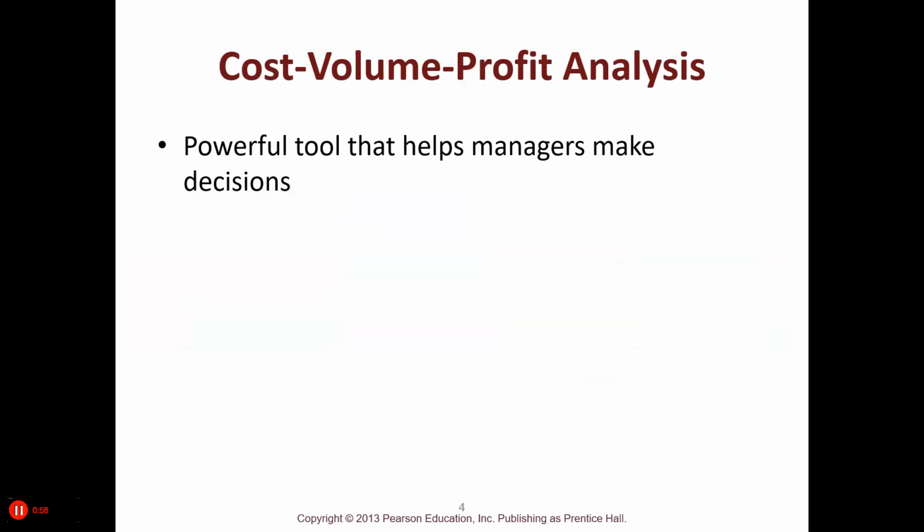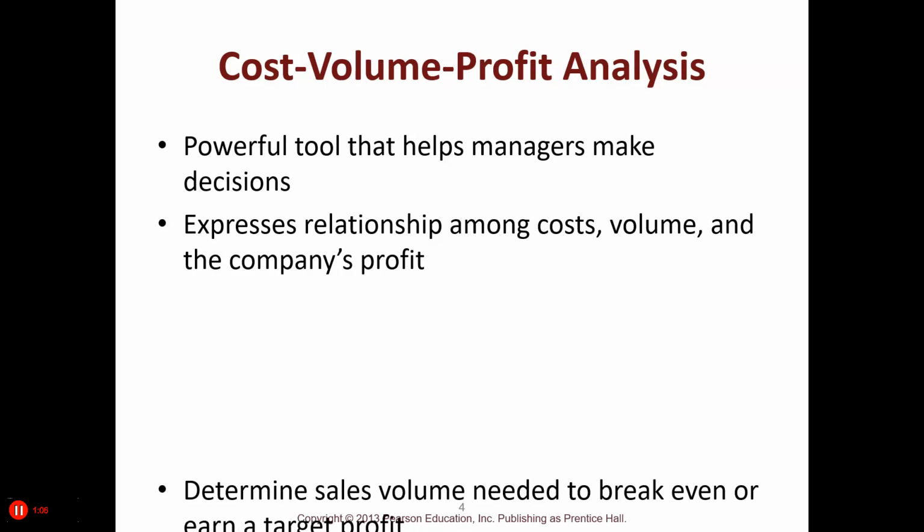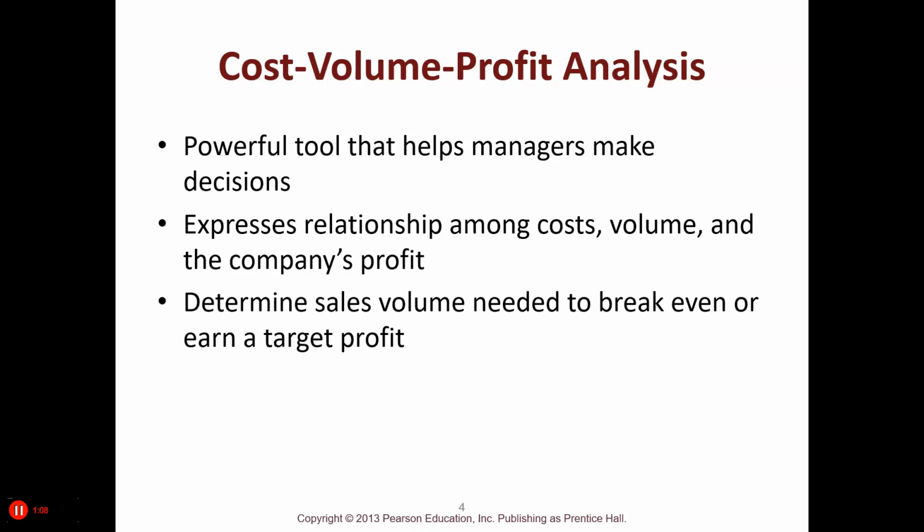Now, cost volume profit analysis is a great tool that helps managers make decisions, expresses relationship among cost, volume and the company's profit, and determines sales volume needed to break even or earn a targeted profit. So this is a great tool if you're trying to figure out what do I need in the future to cover my costs if you're first starting off.